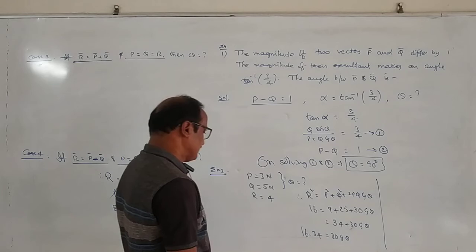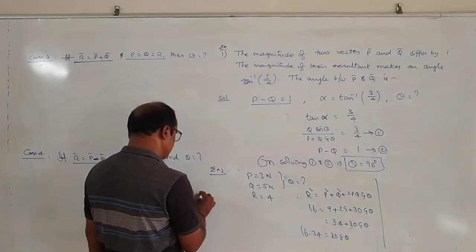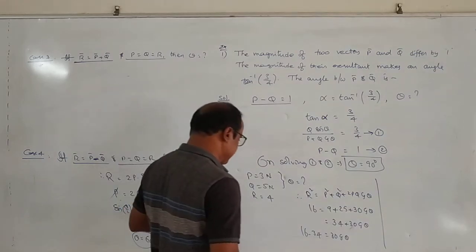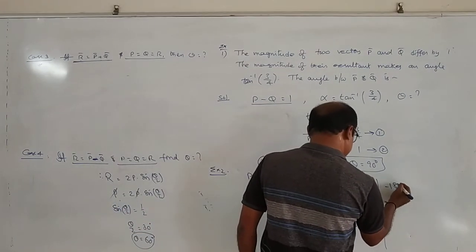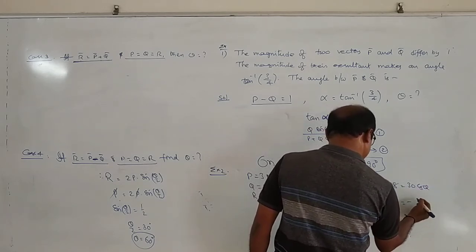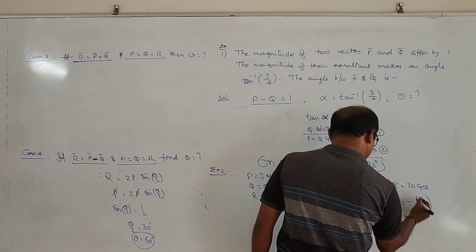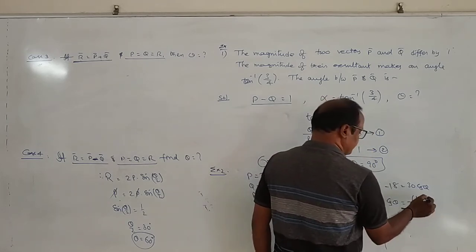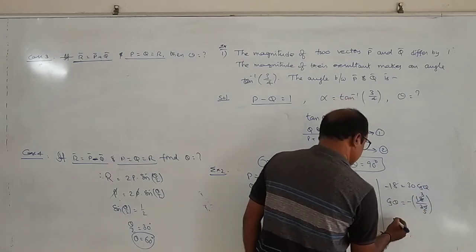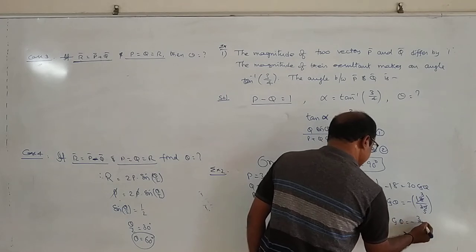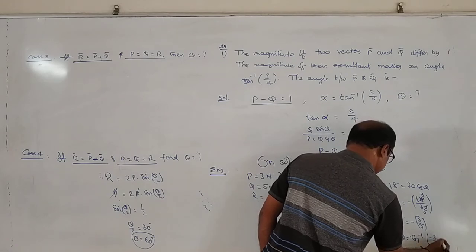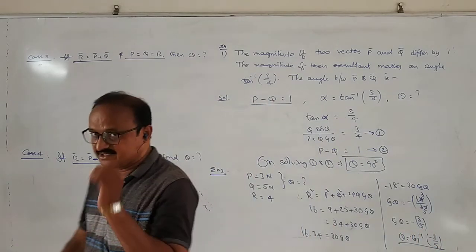What is the value of 16 minus 34? Minus 18. Therefore, minus 18 is equal to 30 cos theta. Cos theta is equal to minus 18 by 30. Here 6 3s are 18 and 6 5s are 30. Therefore, cos theta is equal to minus 3 by 5. Also, theta becomes cos inverse of minus 3 by 5. This is the angle between the given two vectors.